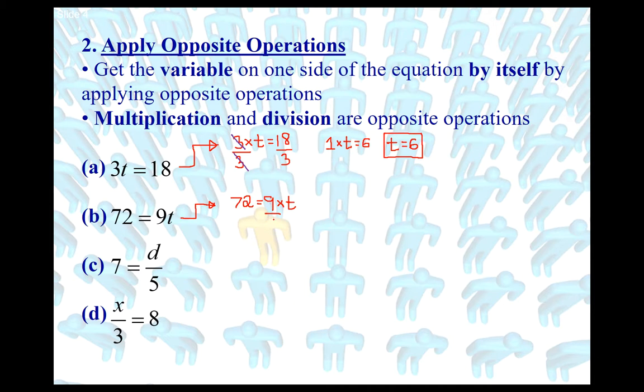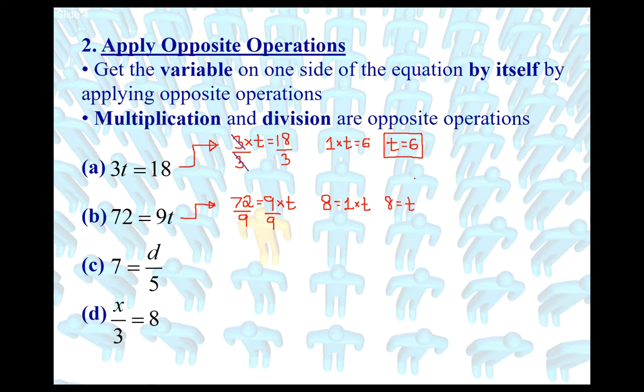Okay, so to get rid of this 9, we go 9 divided by 9 because that's going to turn this into 1. But whatever you do to one side, you got to do to the other side as well. So we go 72 divided by 9. This would then be 72 divided by 9 is 8. And then 9 divided by 9 is 1, multiplied by t. We don't need to show that 1. So this would just be 8 is equal to t.